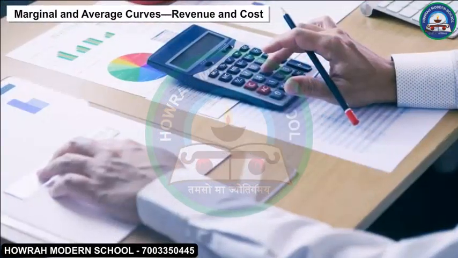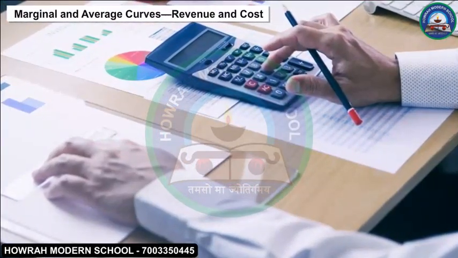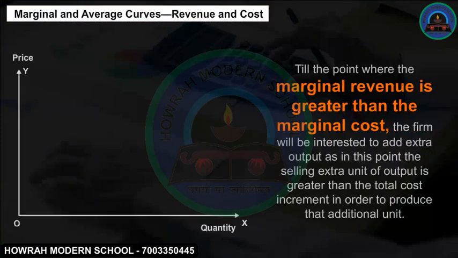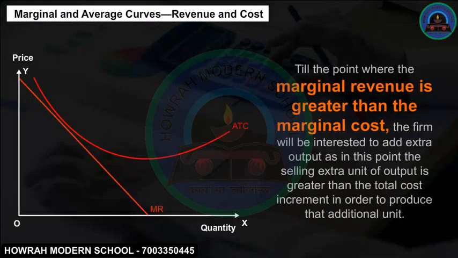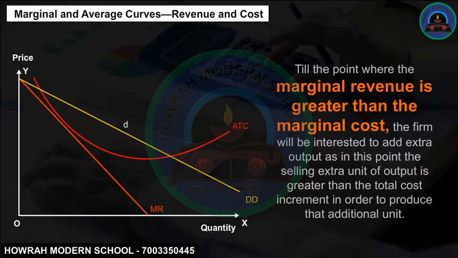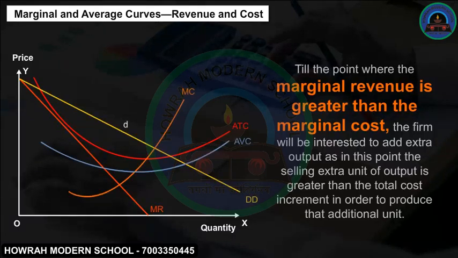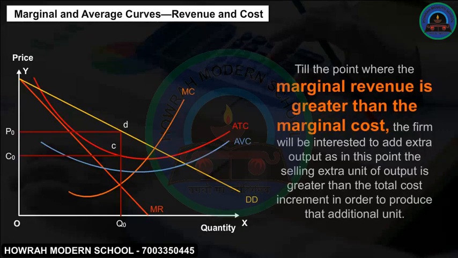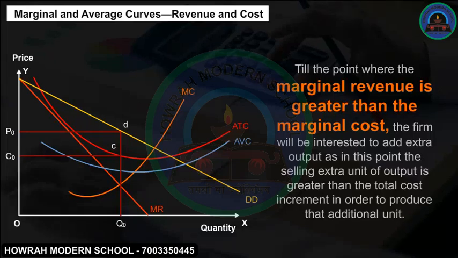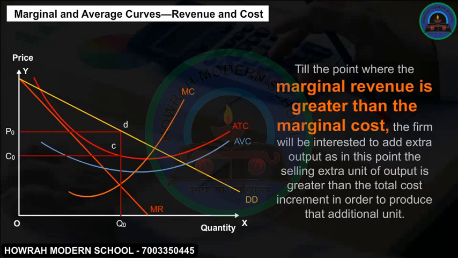Marginal and average curves, revenue and cost. Up to the point where marginal revenue is greater than marginal cost, the firm will be interested to add extra output, as at this point, the revenue from selling an extra unit of output is greater than the total cost increment in order to produce that additional unit.